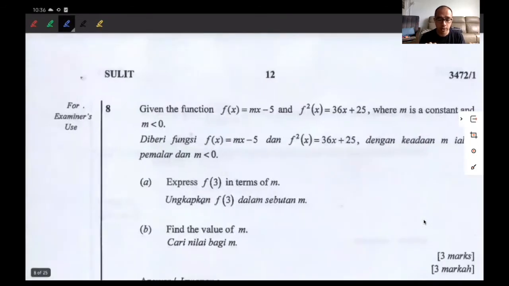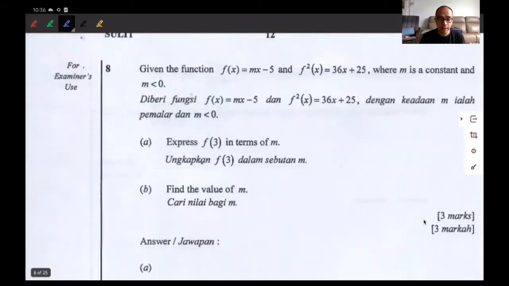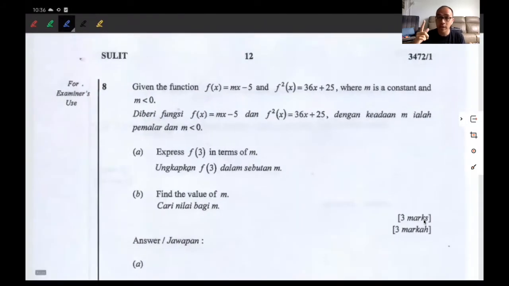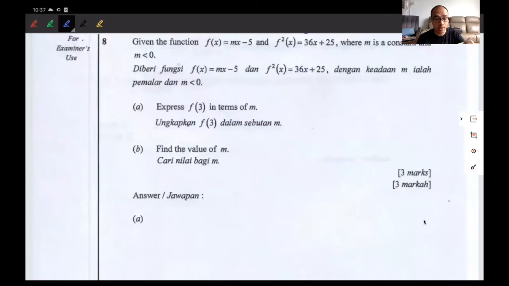Okay, right, question number 8. Given the function f(x) equals mx minus 5, and then we are given f of f of x. Okay, ini adalah f(x) lah. Equals 36x plus 25, such that m is a constant and m is less than 0. So express f(3) in terms of m. This is probably a simple question. Kalau kamu diberi f(x) equals mx minus 5, f(3) is 3m minus 5. Done.